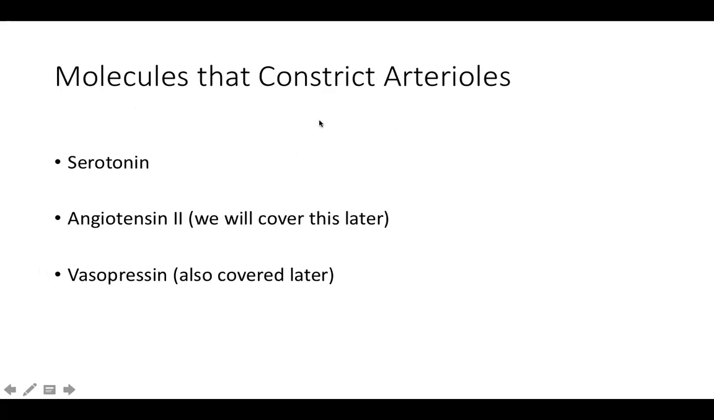Molecules that constrict the arterioles, serotonin is one of them. The last two we're going to talk about later. Angiotensin. Angio is a prefix that means blood vessel, and tensin means it tenses the blood vessel, so it constricts, vasoconstricts. Similarly, vaso also means blood vessel, and press means to constrict. So it compresses, it vasopresses the arterioles. We're going to cover this in the kidney section. But all of these molecules would constrict the arterioles.